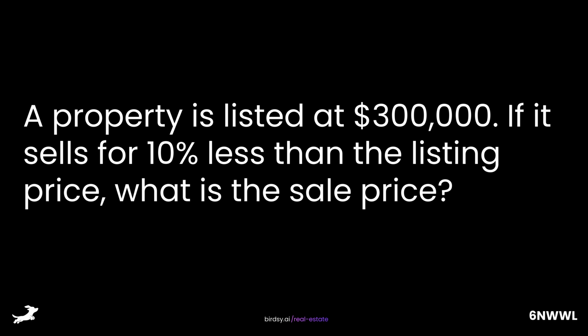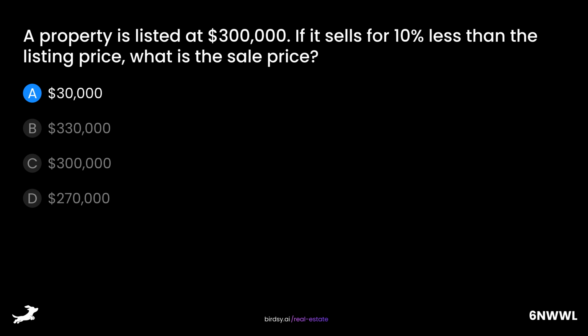A property is listed at $300,000. If it sells for 10% less than the listing price, what is the sale price? Is it A, $30,000, B, $330,000, C, $300,000, or D, $270,000? The answer is D, $270,000.